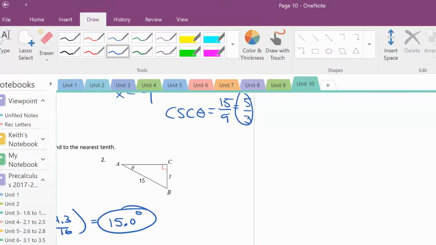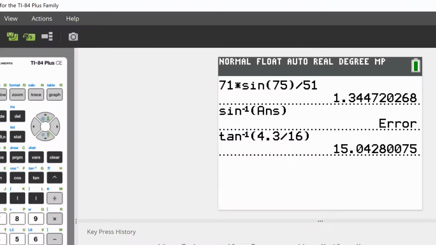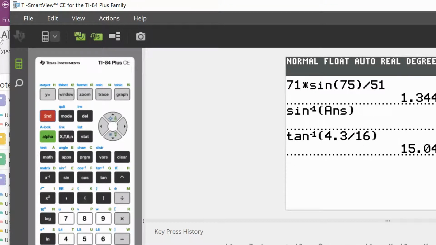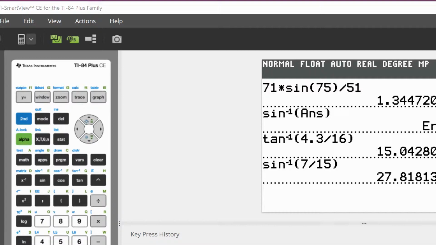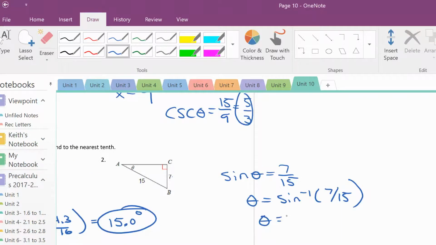So for the next one, notice we have opposite and hypotenuse, so we go sine theta equals 7 over 15. So then theta is equal to sine inverse 7 over 15. So you go second function sine 7 divided by 15, and then you hit enter, and you get 27.81, so basically it's 27.8 degrees.